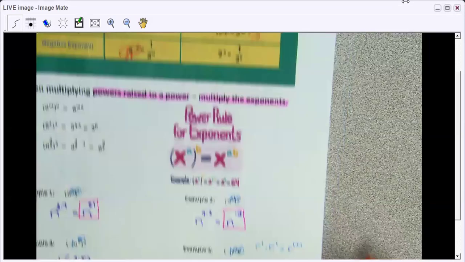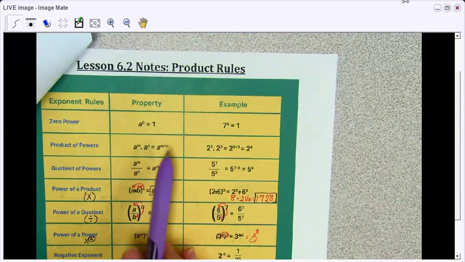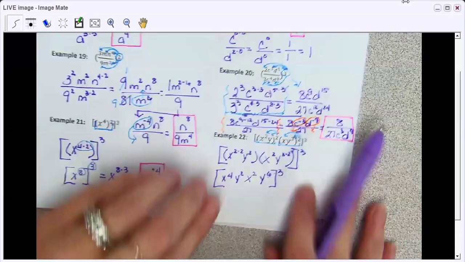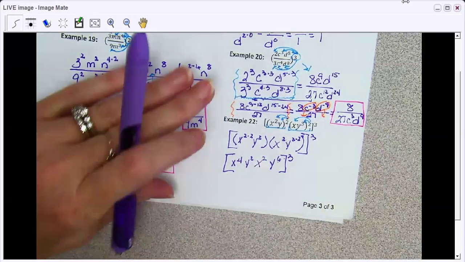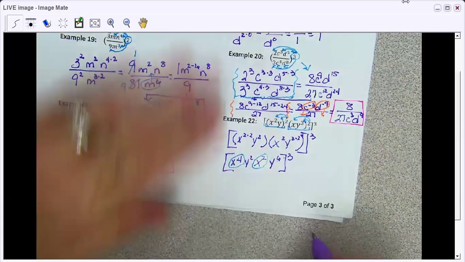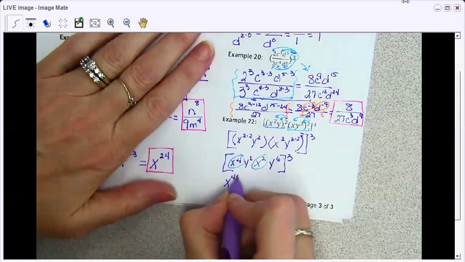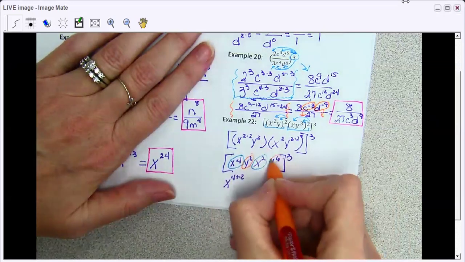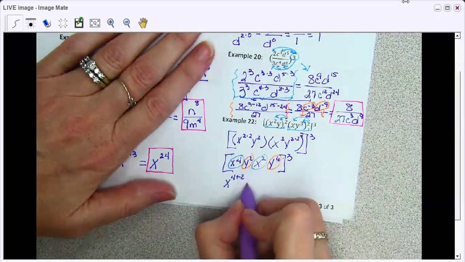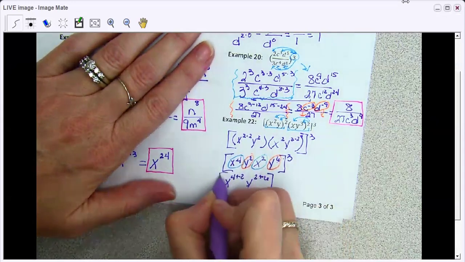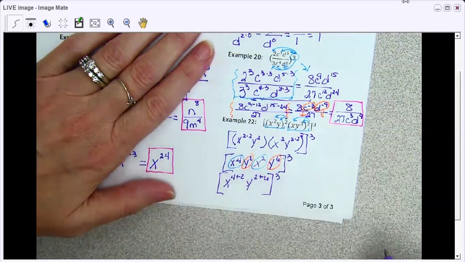So going back to our chart, when we multiply with exponents, we're actually adding our exponents. So at this point, we have to take our 2 x's and we're going to add our exponents to them. So x to the 4th plus 2. And then we're going to take our 2 y's and we are going to have y to the 2nd plus 6, all in brackets. And whatever answer we get, we raise to the power of 3.